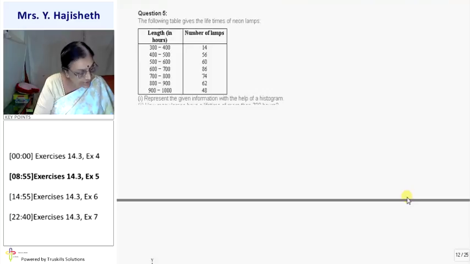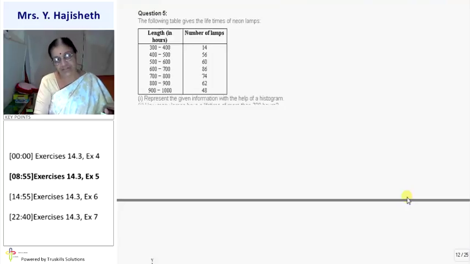And second question is, how many lamps have a lifetime of more than 700 hours? More than 700 hours means we are adding the frequencies from 700 to 800, 800 to 900, 900 to 1000. So it is 74 plus 62 plus 48. That many neon lamps have a lifespan in hours of more than 700. Clear? 700 to 800 means 700 or more than 700 but less than 800.